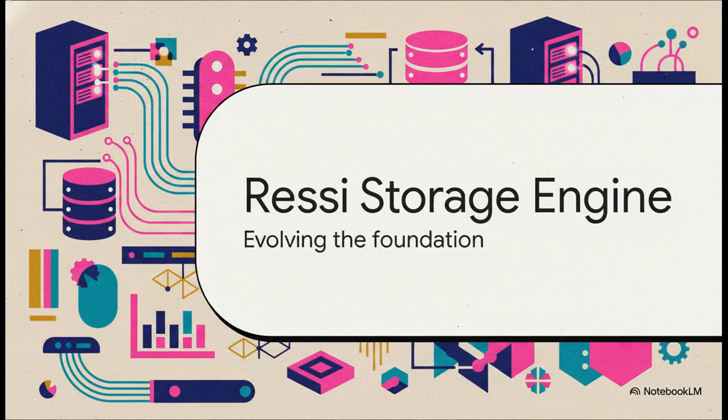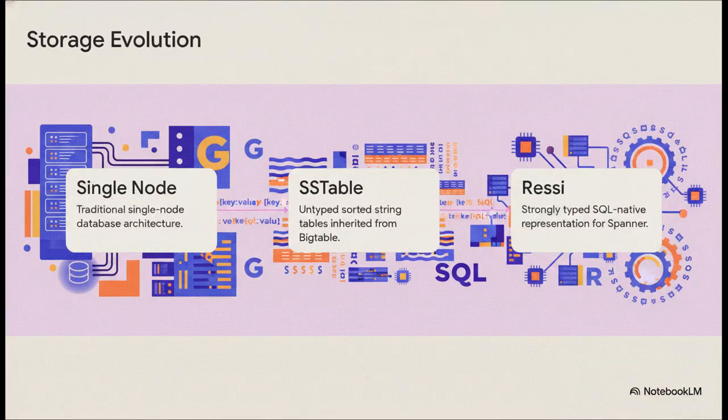Which brings us to Section 4, Resi, and the evolution of the storage engine. Let's finally look under the hood at the literal foundation where all this data physically lives. The industry obviously started with single-node databases. Then Google moved to Bigtable, which used SSTables, basically just untyped sorted string tables. But today's applications demand complex schemas and strong consistency.